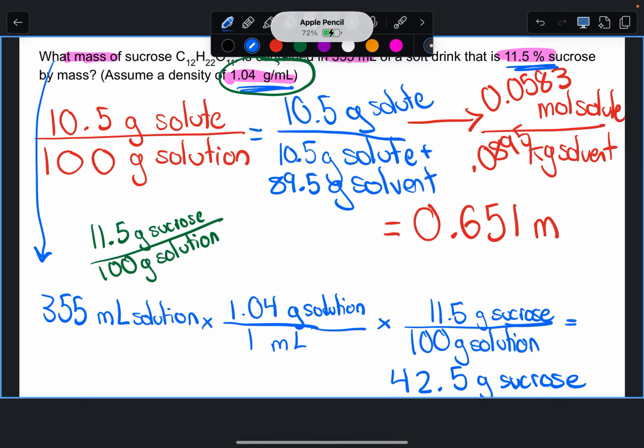Oh, by the way, where'd you get the 1.04 gram solution? The density, 1.04 grams per mL. Yeah, somehow I missed that. Almost always, if you're doing a volume to mass change, they've got to give you the density for that.